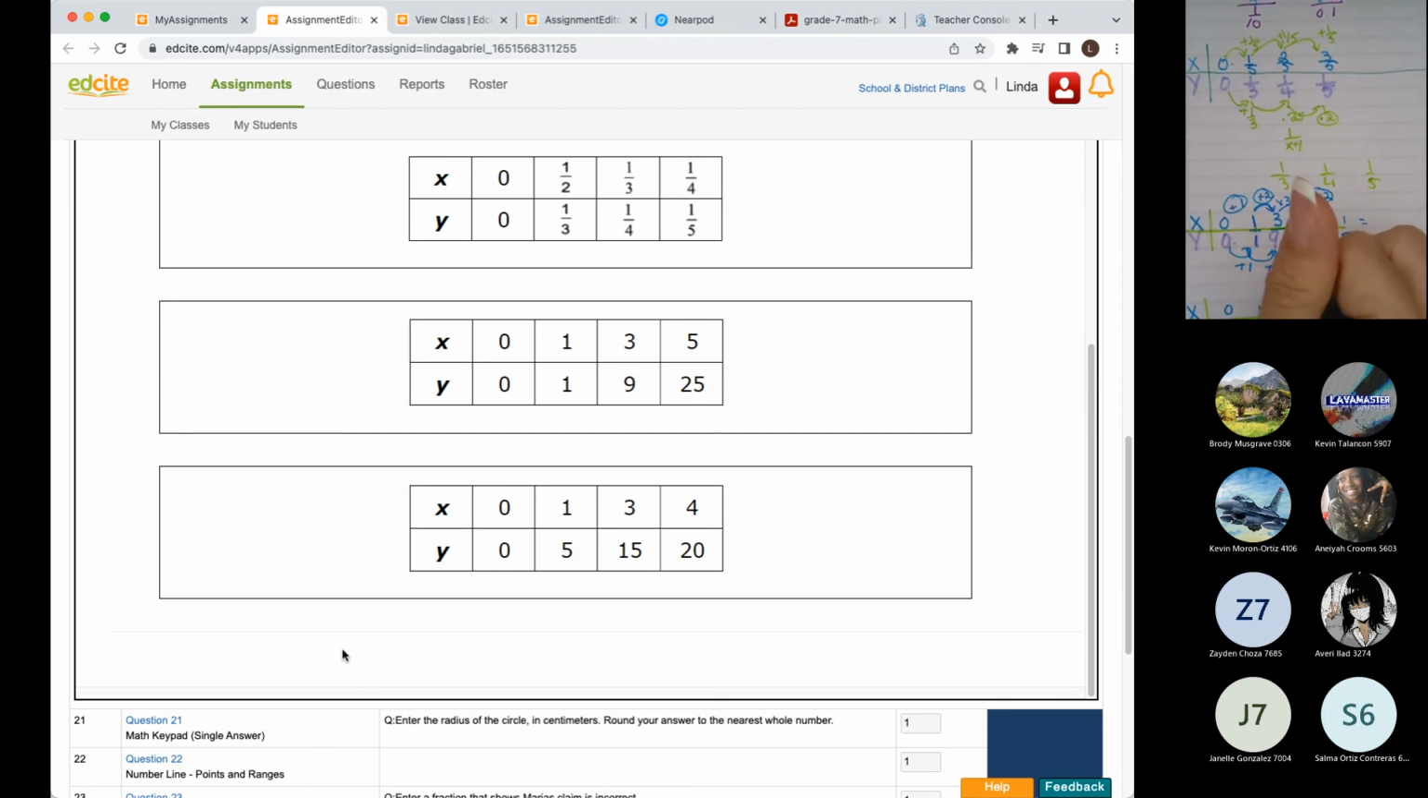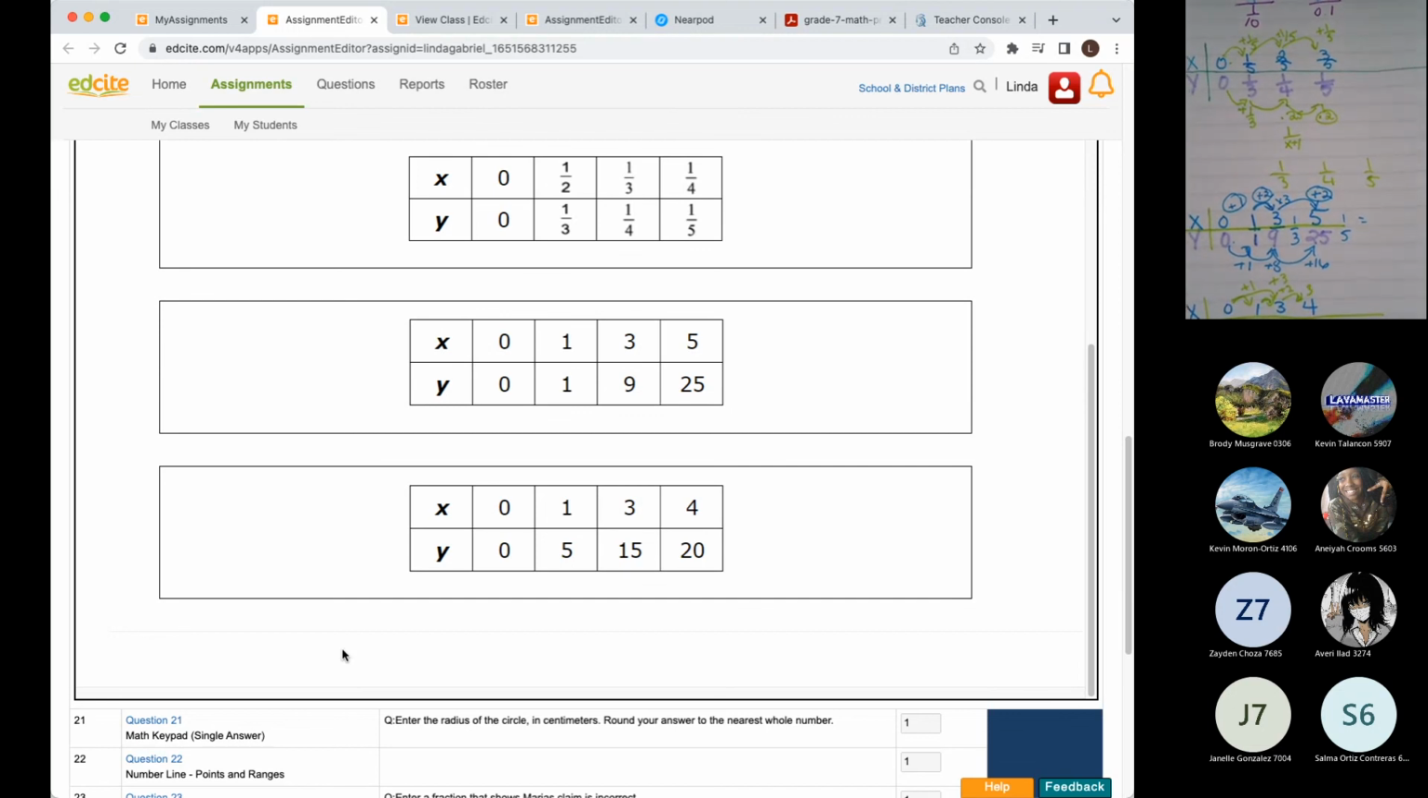Zero, 1, 3, 4. Then for Y, I have 0, 5, 15, and 20. All right, if I look here, I have +1, +3, or in between these two, I have +2, +3. I'm not seeing anything right off the bat. Over here, I have +5, +10, +5. I don't have 2 here.